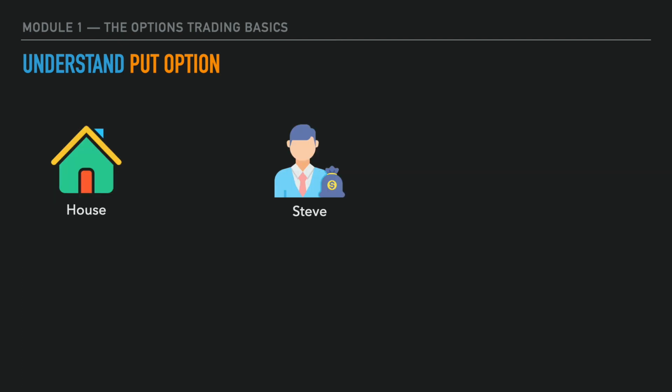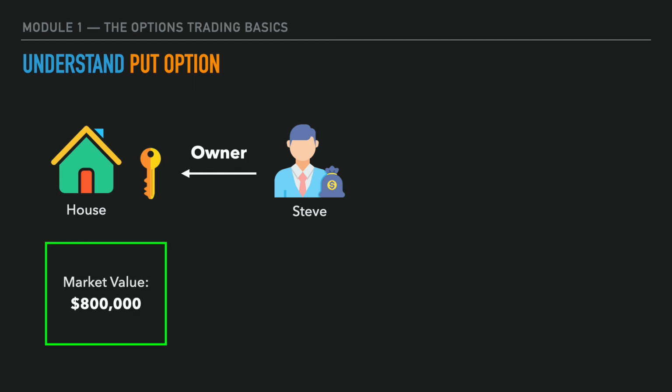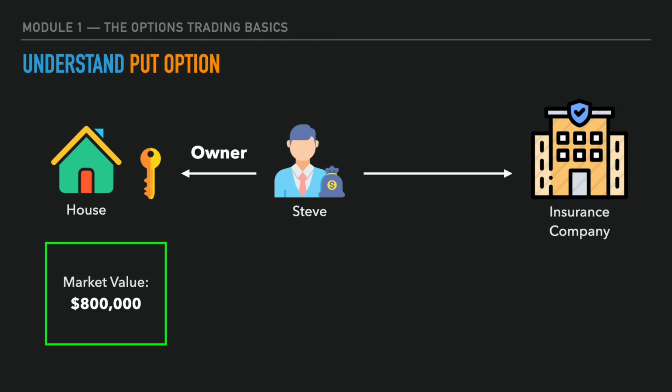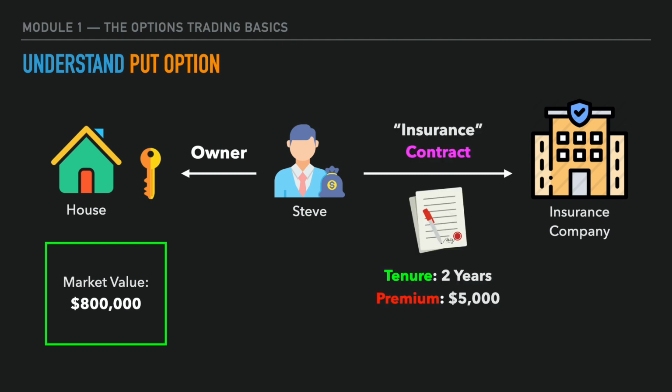So within the next 6 months, Steve eventually bought this house and now he's the owner of this property. And after a couple of years, the value of this property goes up and now the market value is $800,000. Steve is afraid that there might be an earthquake around this area over the next 2 years, so he decides to go to an insurance company and purchase an insurance contract to protect his property. It's a 2-year contract and it costs $5,000.